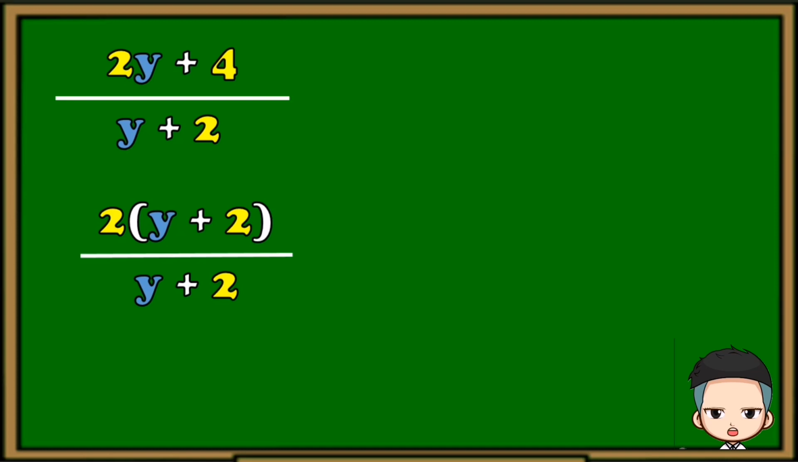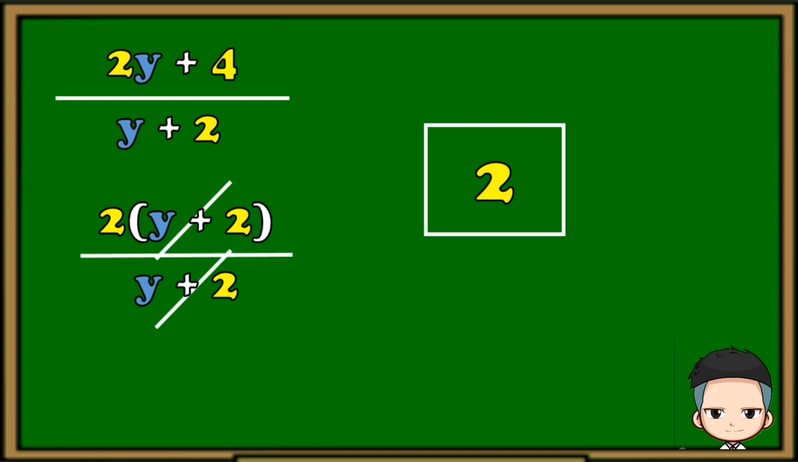Now, let's just cancel out the common factor y plus 2 on the numerator and y plus 2 on the denominator, leaving us with 2 on the numerator. And that would be our final answer.